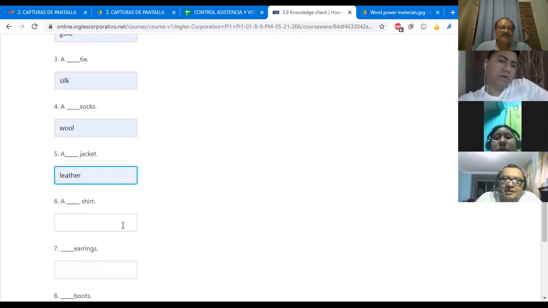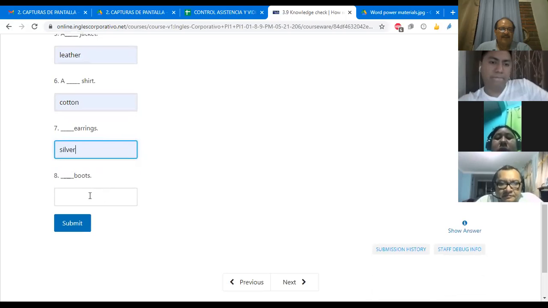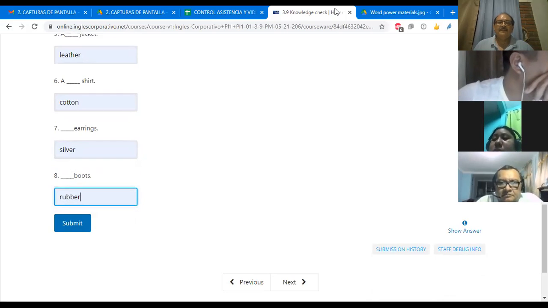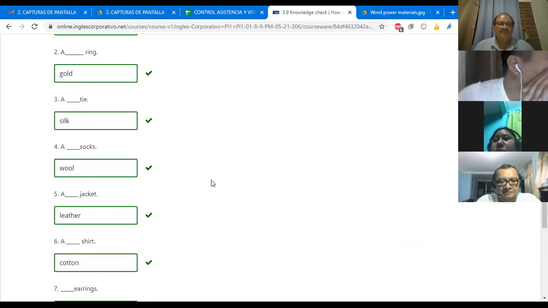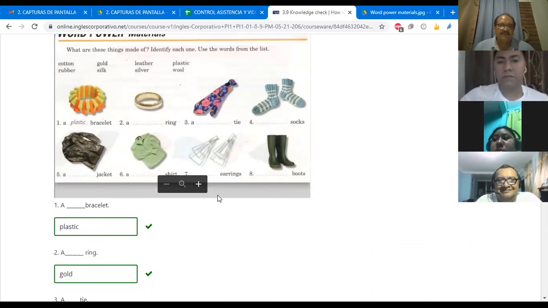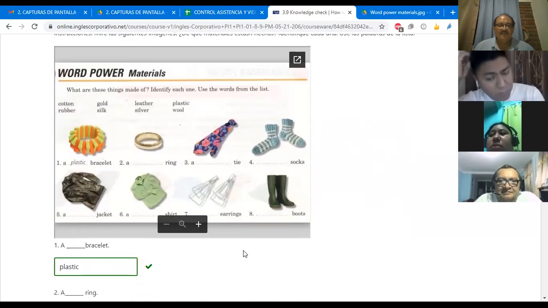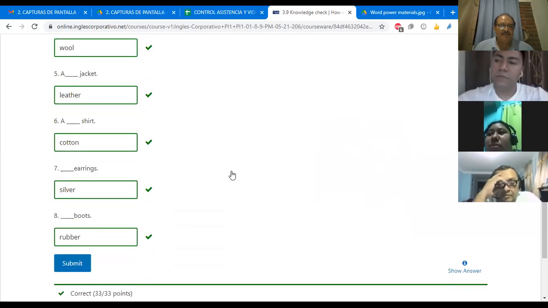Okay, the next one is cotton shirt. Earrings. Silver earrings. Okay. And rubber. Very good. Let's see my grade. Okay, good, I got another 10. Very good. Thank you very much for your participation. And these are the correct answers, right? So if you have any questions about the platform in this exercise, I think it's just vocabulary and materials, right?